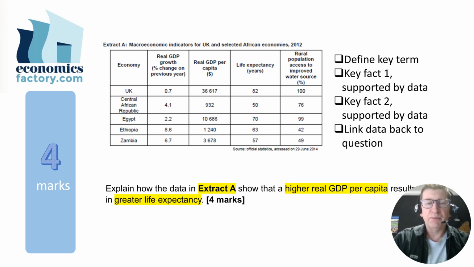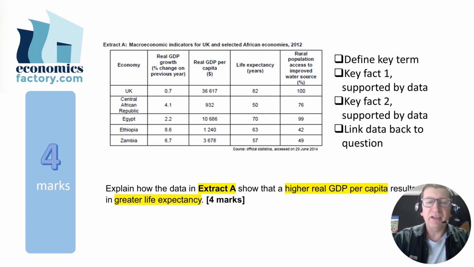So let's move on to the 4 markers. These are the ones that say explain how the data show that. Now, I've got a very particular technique for 4 markers. I think you answer them in 4 sentences. You define the key term, and here that's higher real GDP per capita. You do 2 key facts supported by the data, and then you link the data back to the question.